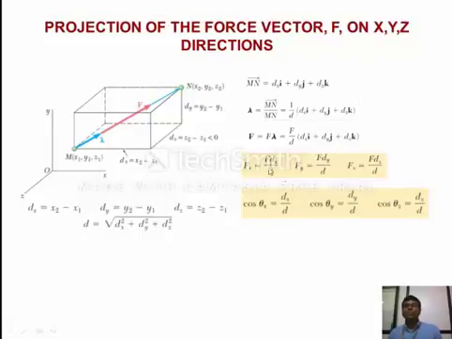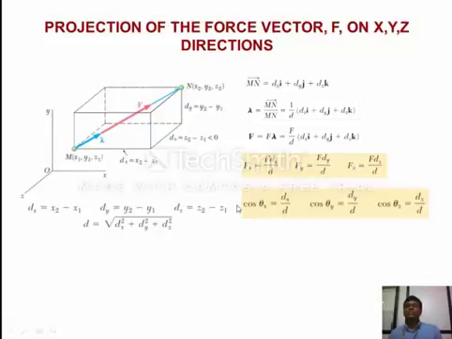Now you substitute that, and you get the force as its magnitude times the unit vector of that direction, which is acting from M to N. If you multiply the magnitude with the unit vector, you will get these components Fx, Fy, Fz.